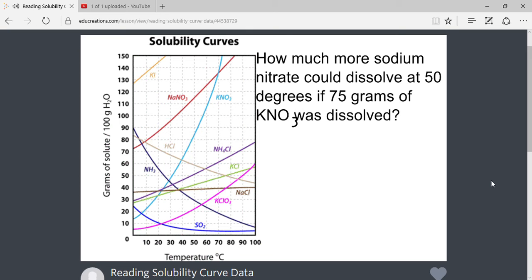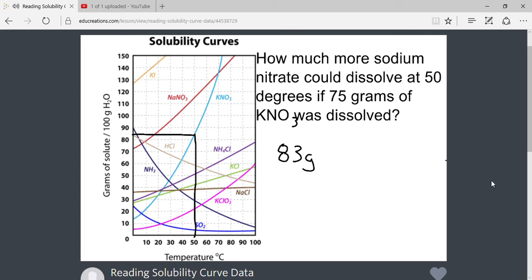First, find 50 degrees on the graph and draw a line upward till it crosses the chemical of interest, in this case potassium nitrate. What this will reveal is the saturation point for potassium nitrate at this temperature. We can see that the saturation point is somewhere around 83 grams.